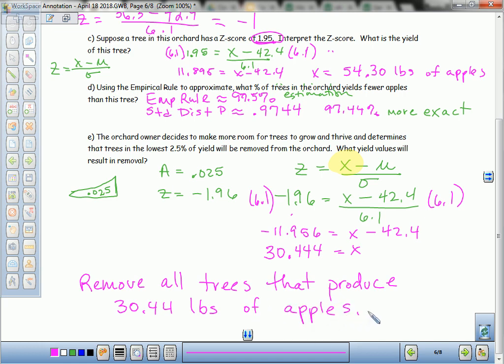Those are our underachievers. All right, backside is going to be your homework. Backside is for you.